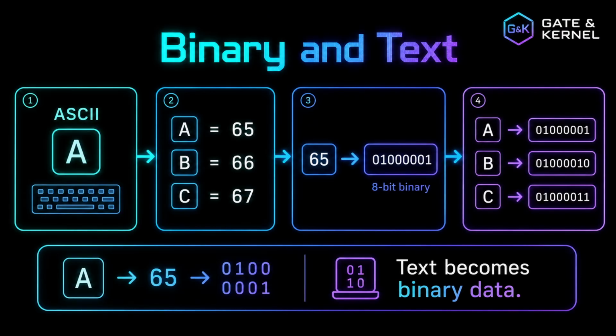Chapter 6. Binary and text. Computers must represent letters and symbols as numbers. One important early character encoding is ASCII. For example, A equals 65. B equals 66. C equals 67. Decimal 65 in 8-bit binary is 01000001. So the character A can be stored as 01000001. That is the basic idea behind storing text as binary data.